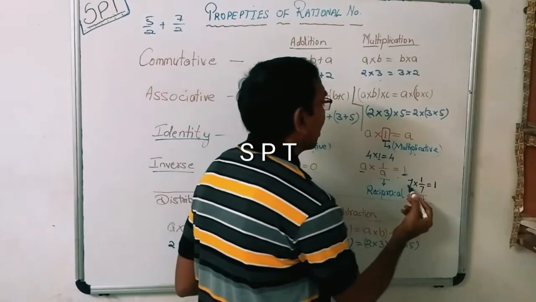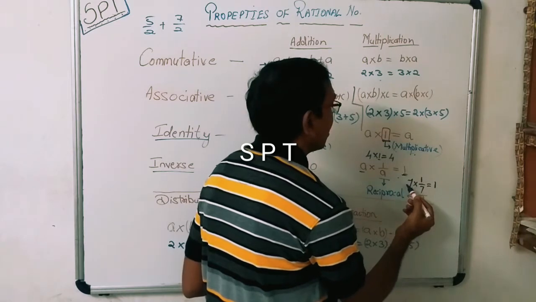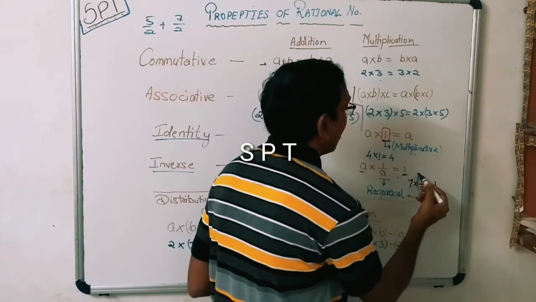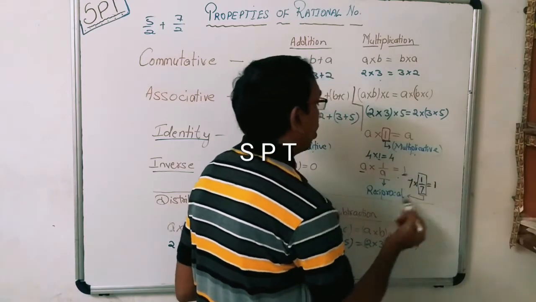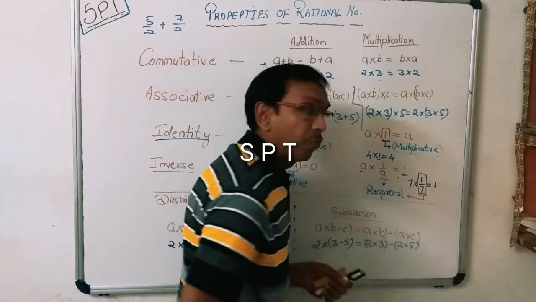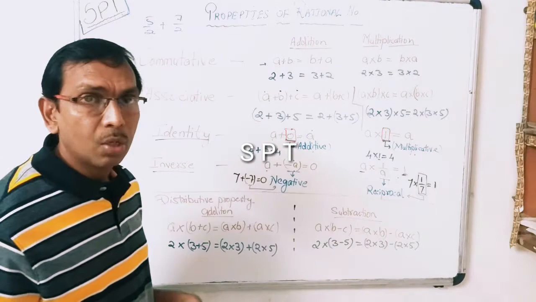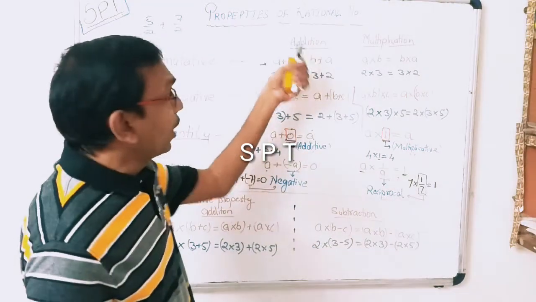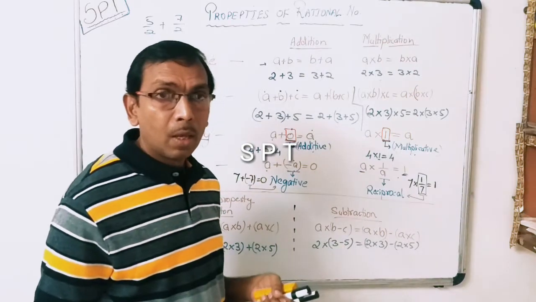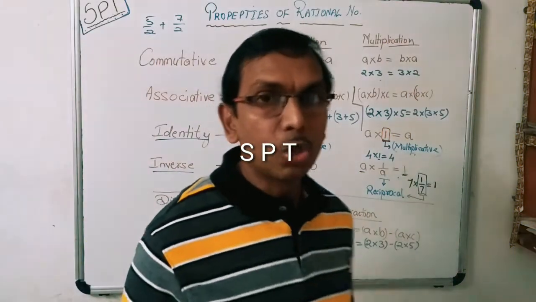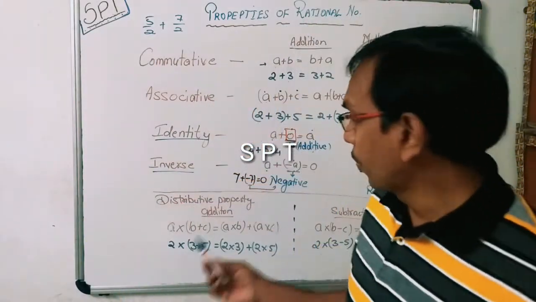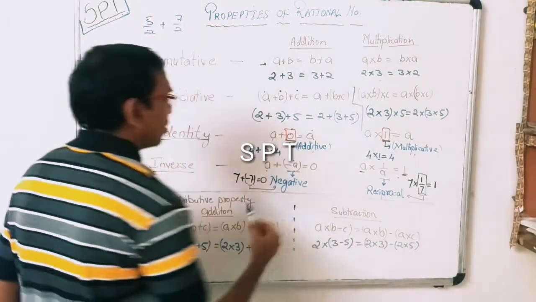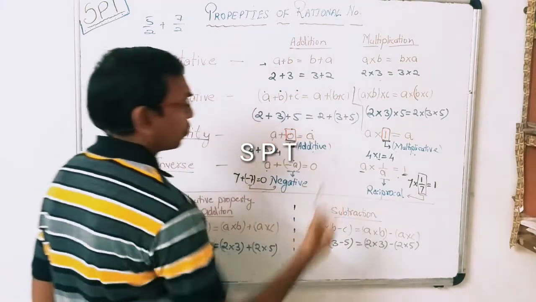Similarly, I am taking an example of 7. 7 into 1 upon 7, I get 1. So this 1 upon 7 is reciprocal or multiplicative inverse of 7. So these are the 4 properties for addition and multiplication. There is one more property called the distributive property. Now I am separating it from these because there are differences in the two.